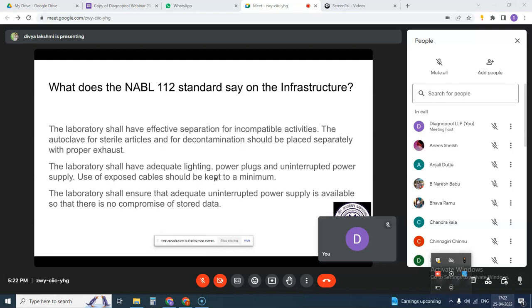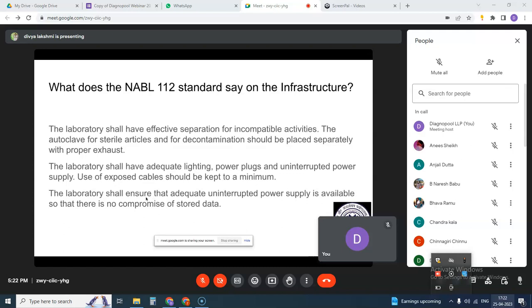The power supply is very important in this era because all the machines we are using are automatic machines. So the power supply is very much important. Depending upon the load of the machines required, the power supply should be there. Use of exposed cables should be kept to a minimum.